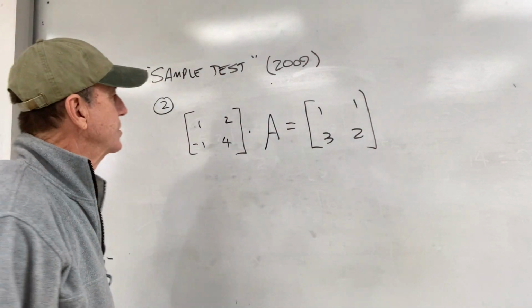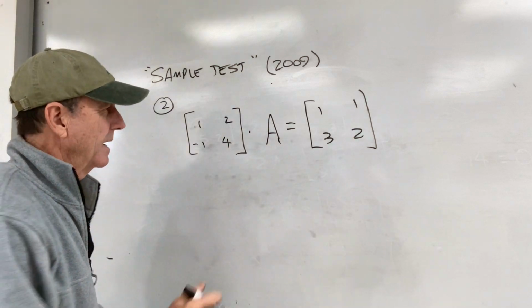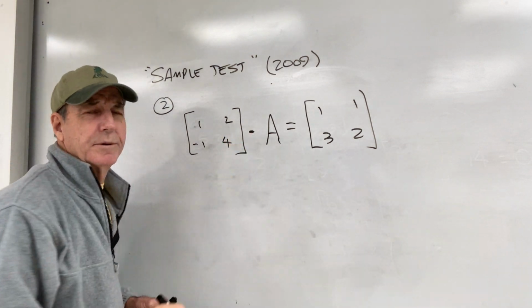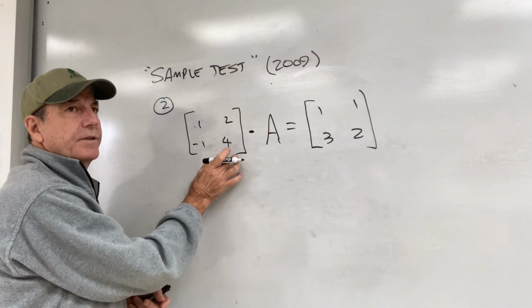Okay, this is problem 2. Again, our task is to solve for matrix A. This time we have a multiplication problem here. There is no division per se. So what we need is the inverse of this.